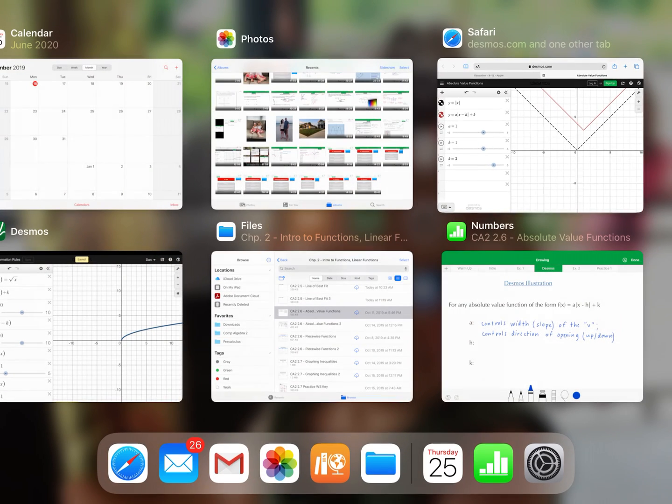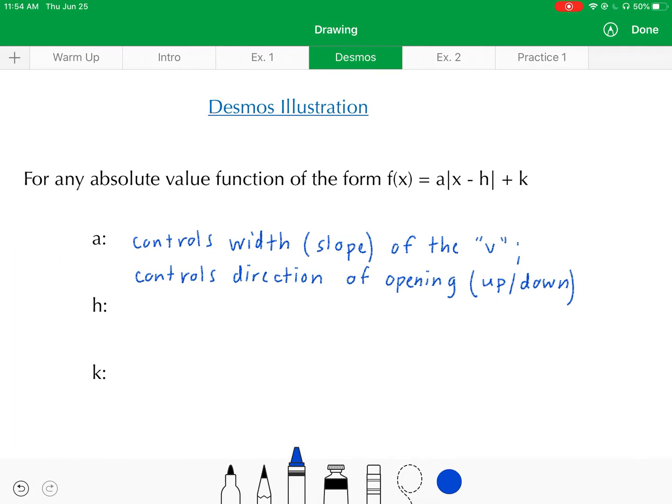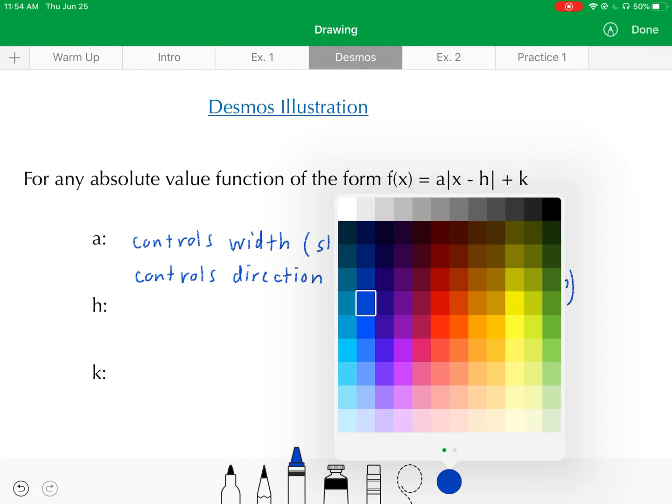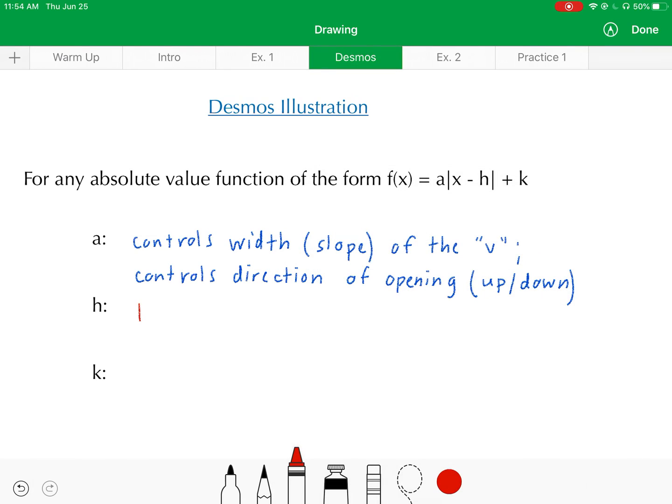All right, so let's put those into our notes as well. We're going to say that h translates the graph left or right.